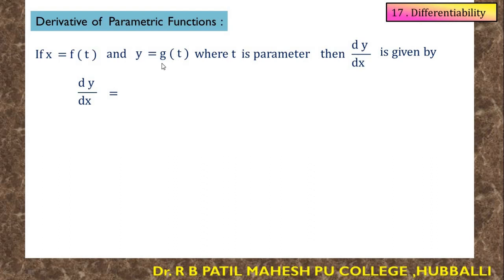Y is a function of t, so differentiate this y function with respect to t, and x is a function of t variable, therefore differentiate this also with respect to t variable and divide it, that becomes dy by dx. Therefore dy by dx is given by dy by dt divided by dx upon dt. So here dt and dt get cancelled, it becomes dy by dx. So we find the answer by differentiating the y function with respect to t variable and the x function with respect to t variable and then dividing. This is the way of finding dy by dx.